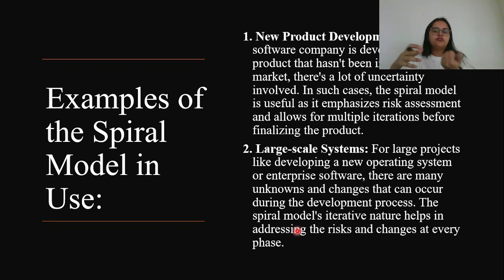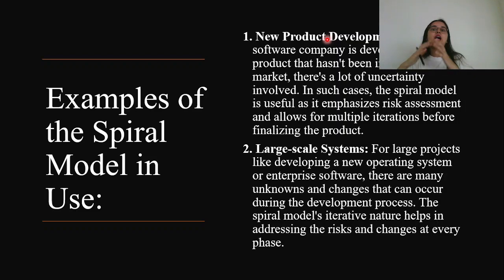Finally, if I look at some examples of the spiral model, the first example is that you can use the spiral model whenever you plan to develop any new product, where there is lots of uncertainty about what will be the end outcome, what will be the end output. Whenever there is uncertainty, you need multiple iterations to assess the risk that is involved in this new product. Then you can use the spiral model.